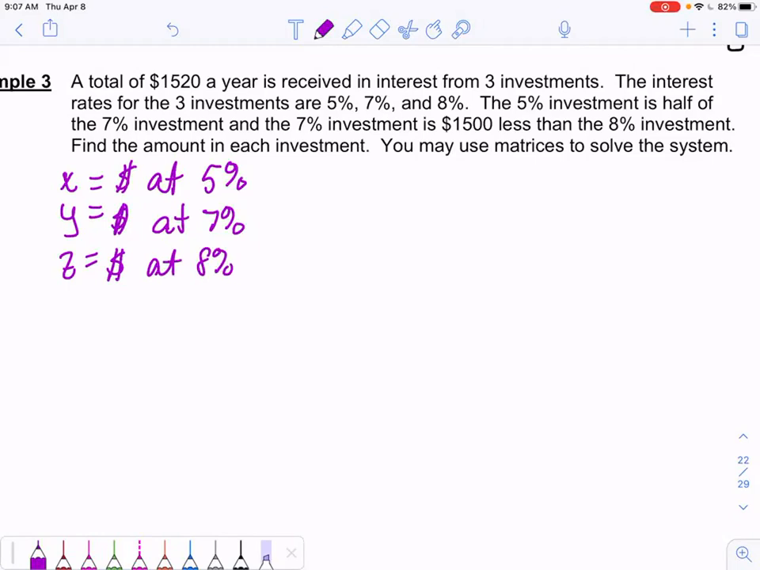Generally, when you do a word problem, you read it through one time and then start chunking your information. So when I try and chunk the first 2 sentences together, you're earning interest, $1,520 a year at 3 rates. How could you write an equation from those first 2 sentences showing that you're earning interest in these 3 different accounts? Anna?